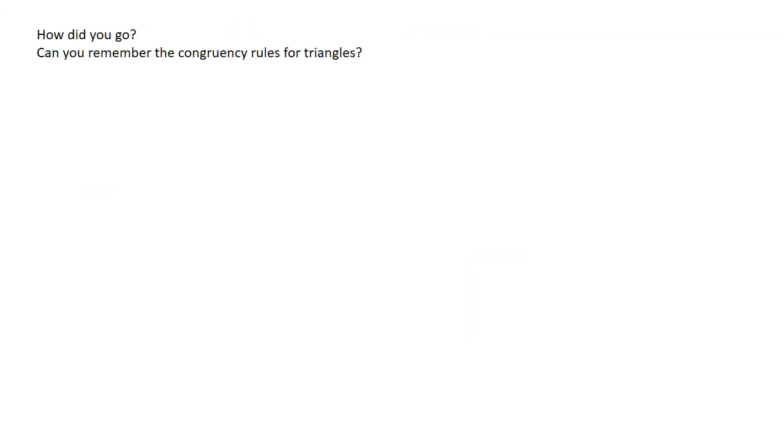How did you go in your learning today? Can you remember the congruency rules for triangles? We've got the side, side, side rule. So our three corresponding sides in a triangle are all the same length. We've got our side, angle, side rule, which means two sides are the same in both triangles, plus the included angle is the same in both triangles. And we need to make sure it is the included angle.